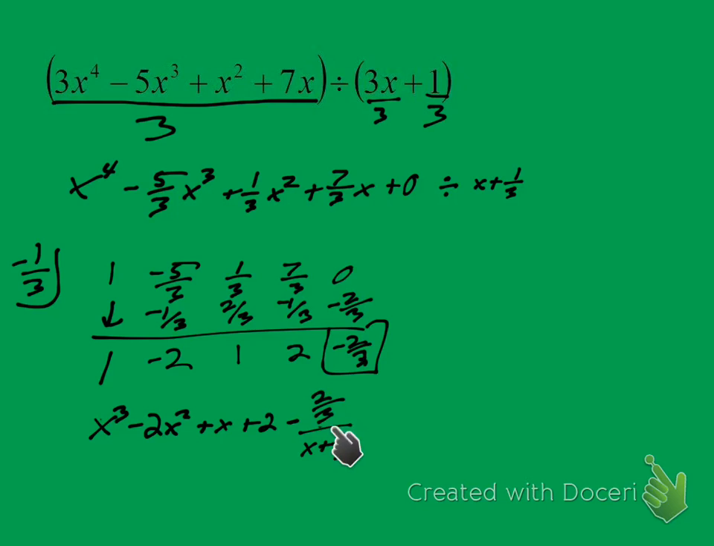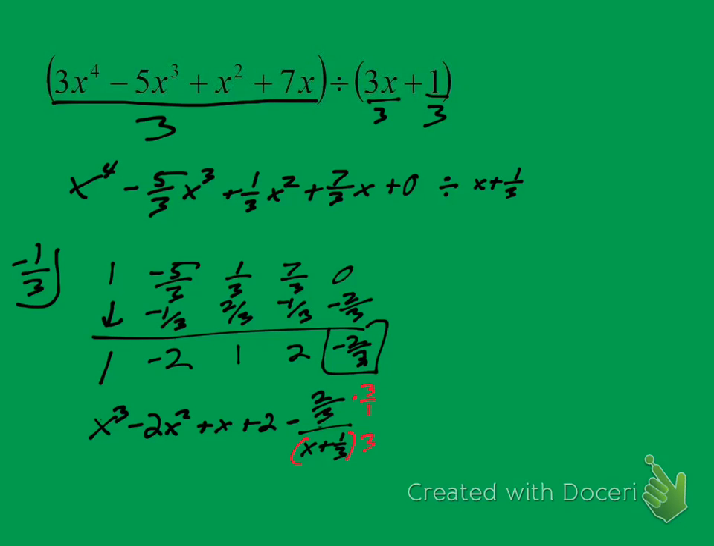So, we need to fix our remainder now. 2/3 over x plus 1/3. That's ugly. We need to get rid of both those fractions. When you get rid of both those fractions, you have to multiply by the same number. In this case, that number is going to be what? 3. Multiply the top fraction by 3. Multiply the bottom, which will end up being a distribute, by 3.